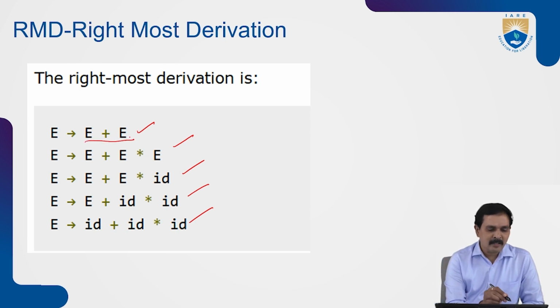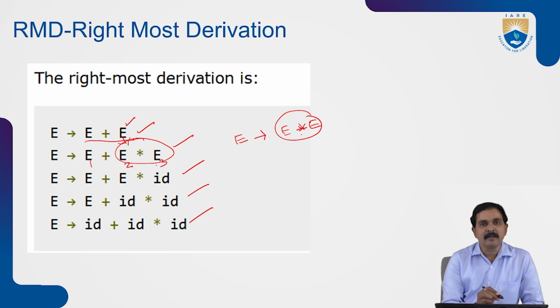Here we have E plus E. So what is the rightmost? This is the rightmost. You can make a substitution with the production rule E implies E into E in the place of E. After that, you again get three non-terminals. Again for the rightmost, you make the substitution using the rule E implies ID. In the place of E, we make the substitution ID.